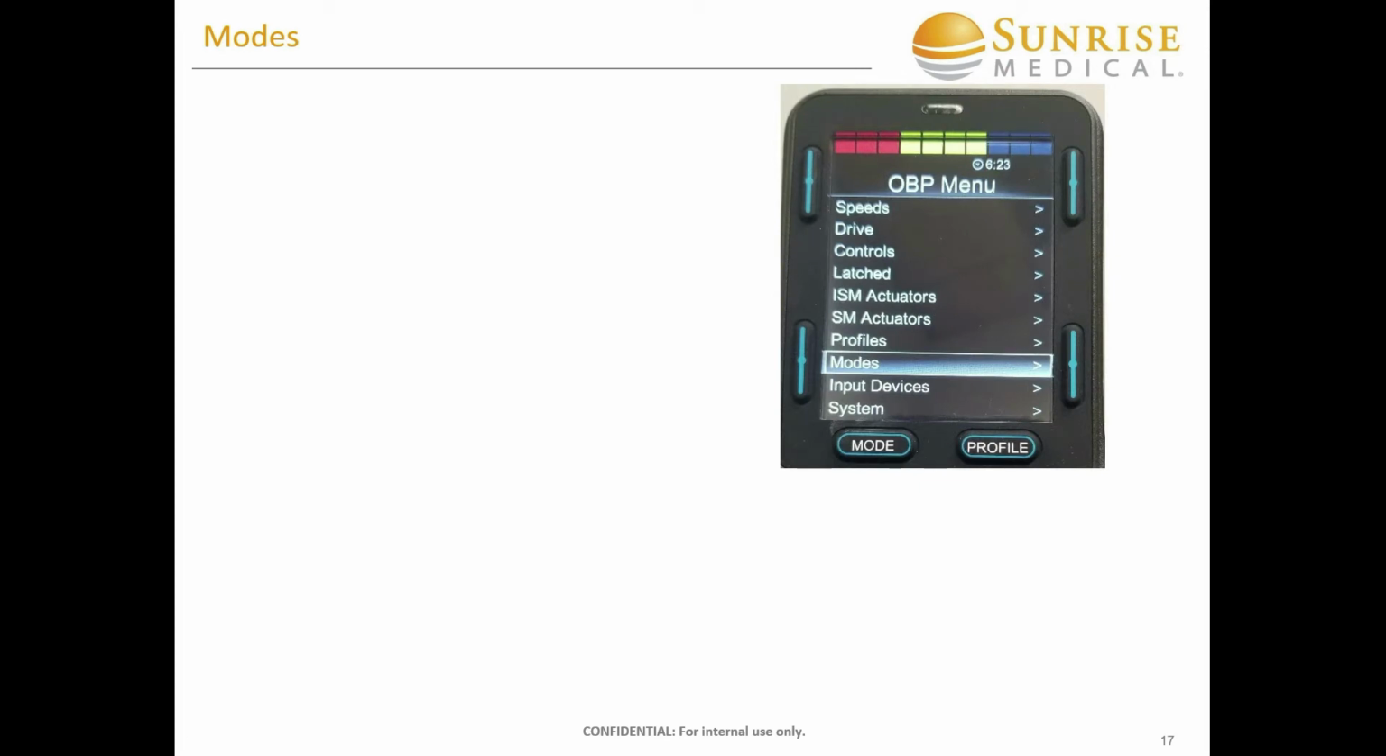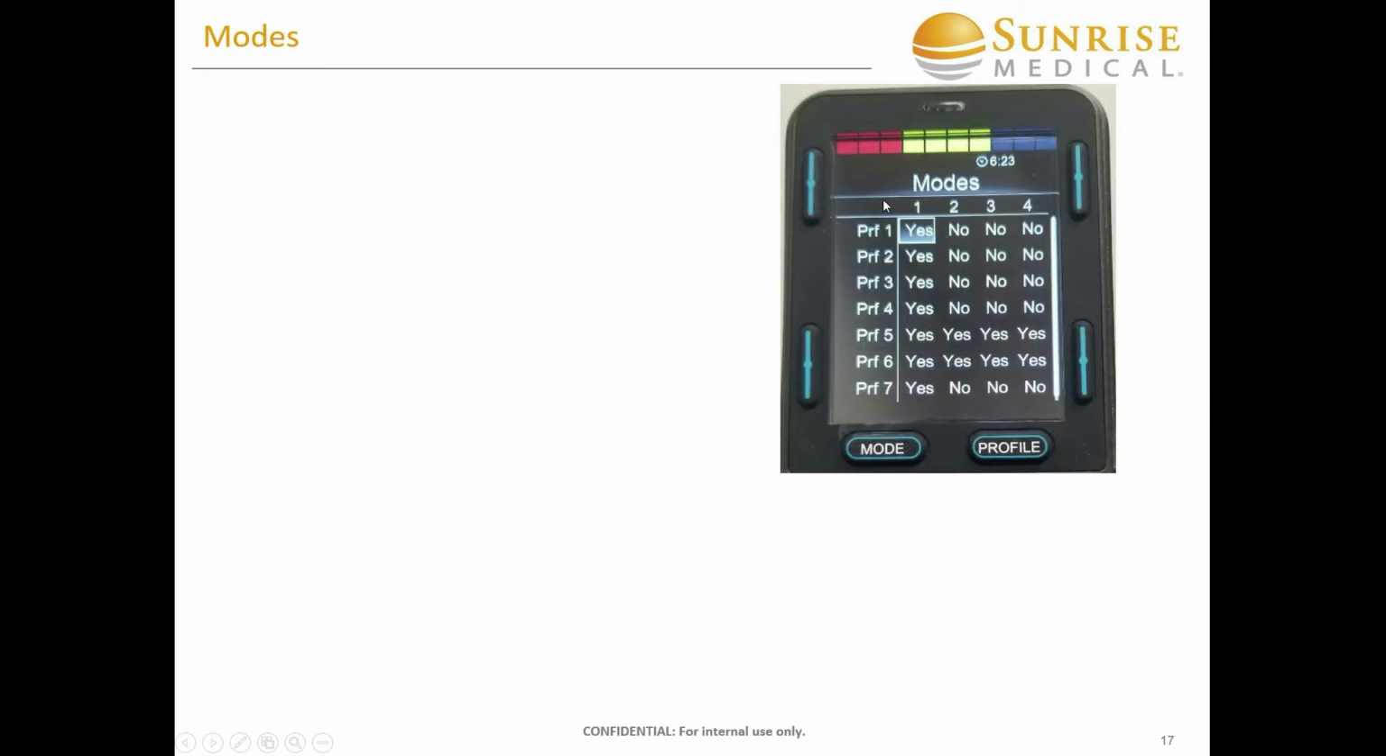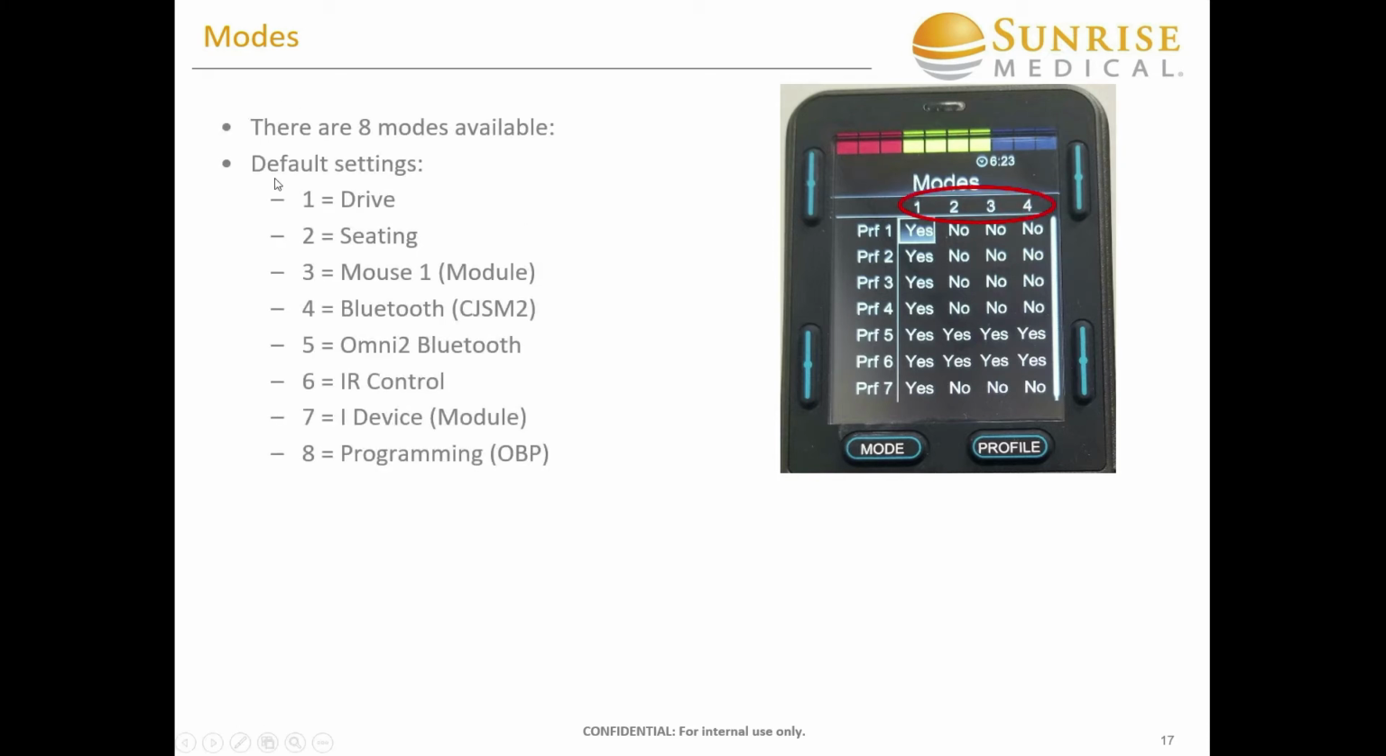Now, what are the modes? If you look under the onboard programming menu, there is a section called modes, and it gives you this kind of spreadsheet looking thing with all the profiles down on the left and the modes across the right. Now, it doesn't give you the names of the modes. You can find out what those modes are in the PC programming, but it only gives you the numerical identification here in onboard programming. So by default, these are the 8 modes that we've set.